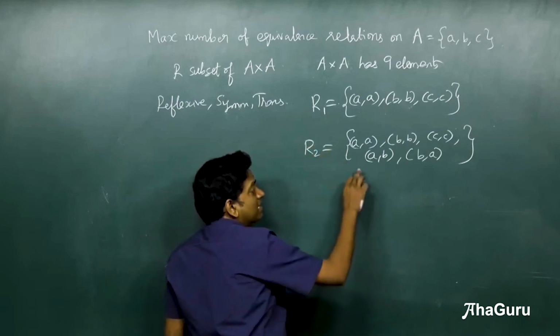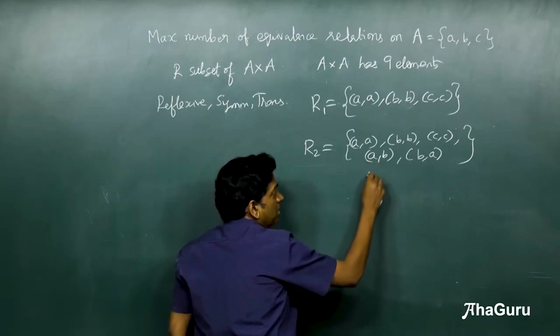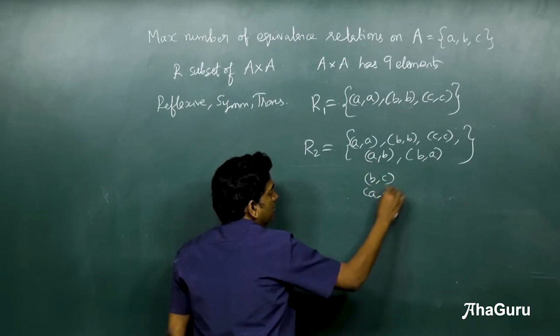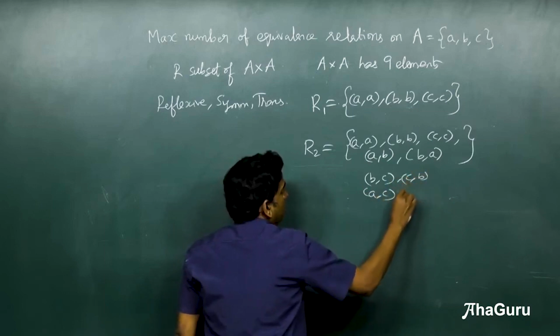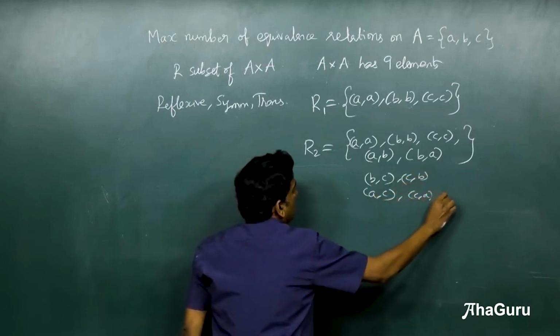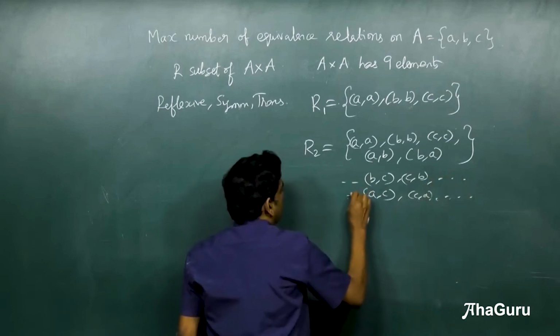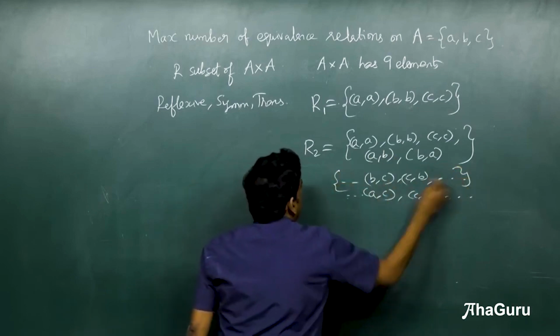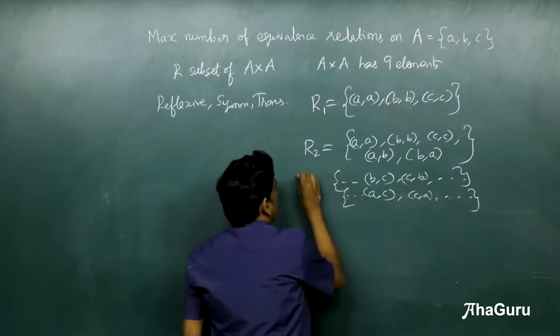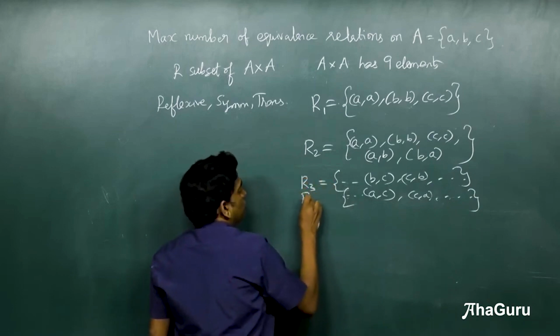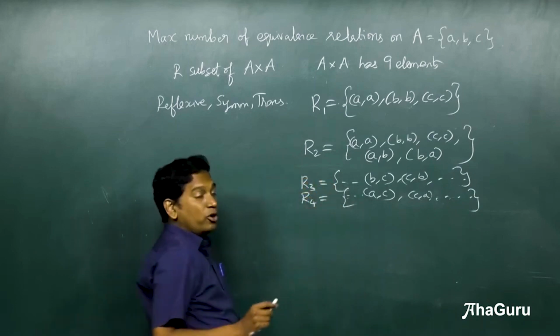Now you can see that we had choices. Instead of AB, we could have done BC or we could have also done AC. BC means CB would have been there. AC means CA would have been there. The other things are obviously there, because the base conditions must necessarily be satisfied. So we have R2, R3 and R4.